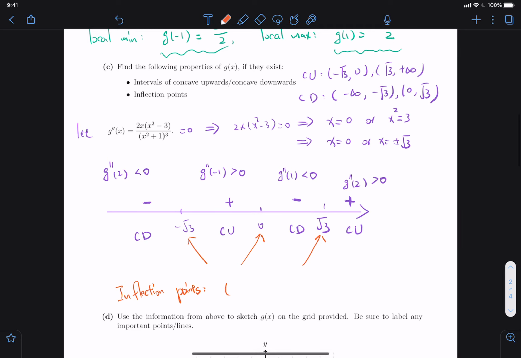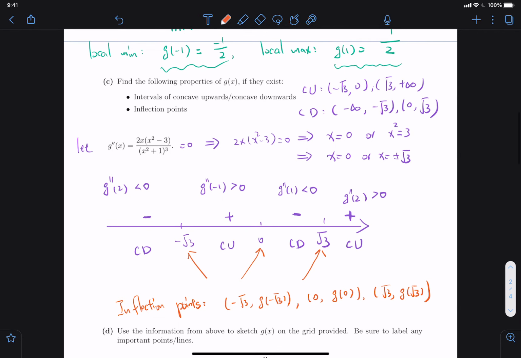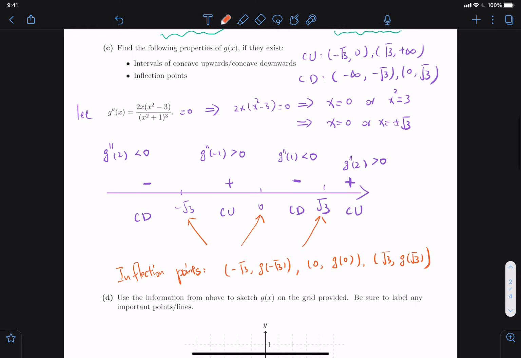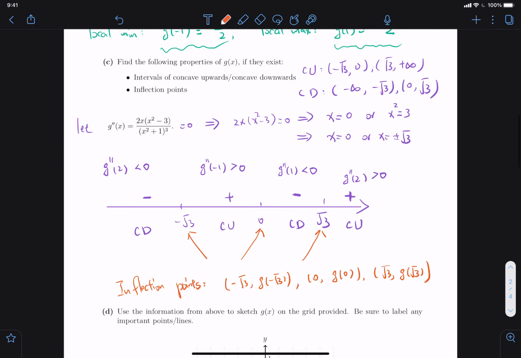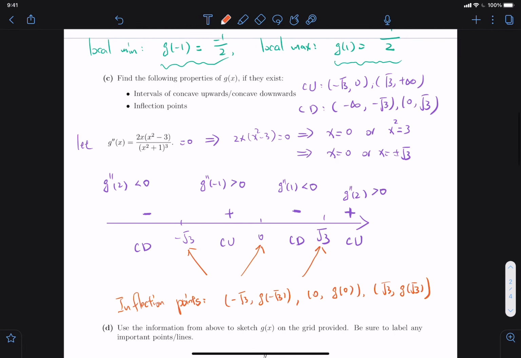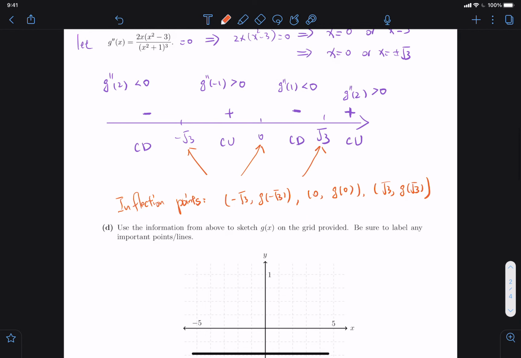The inflection points are negative square root of 3, g(negative square root of 3). And then 0, g(0), right? And also square root of 3, g(square root of 3). Okay, so that is this one. So now we have everything ready. We can just sketch this function.